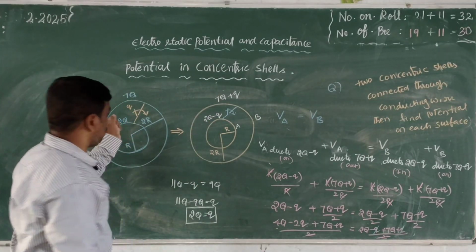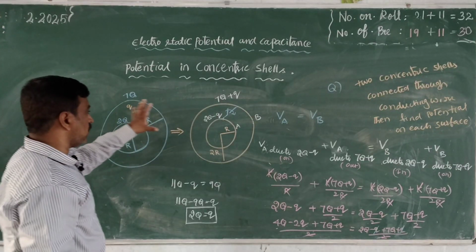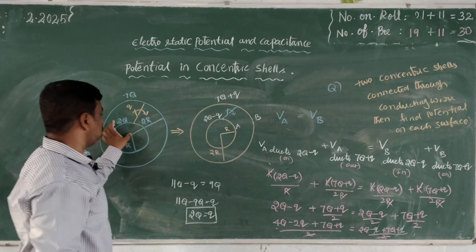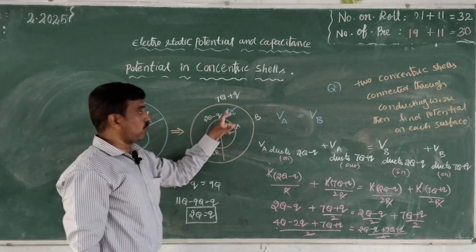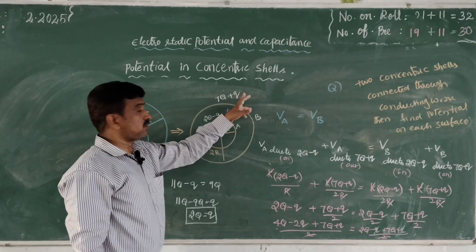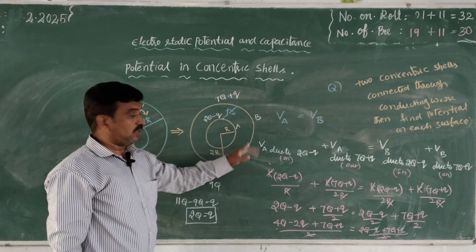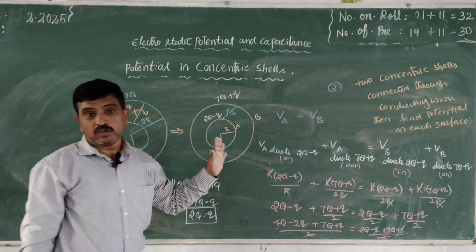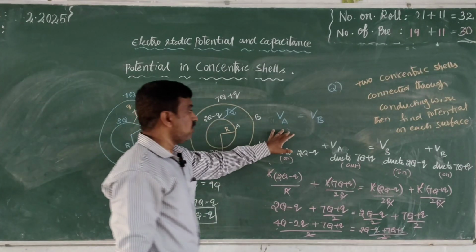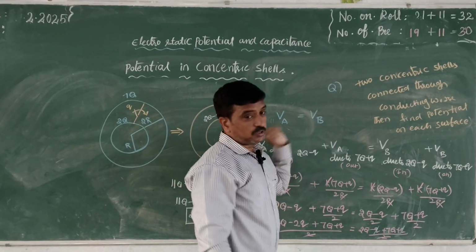What is the charge transferred? We don't know. We consider q charge is transferred. That's why it loses charge 2q minus small q, and it gains charge 7q plus q. Whenever charge is transferred, since both are connected from center to surface, it maintains the same potential. That's why we can take potential on A equal to potential on B.